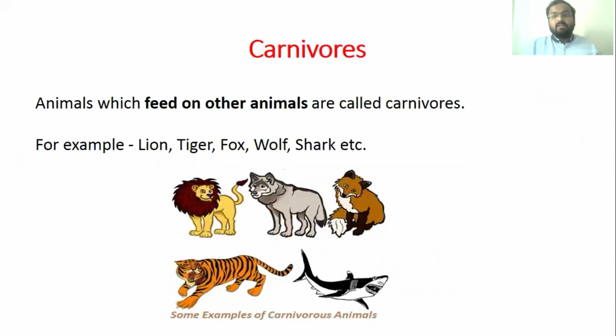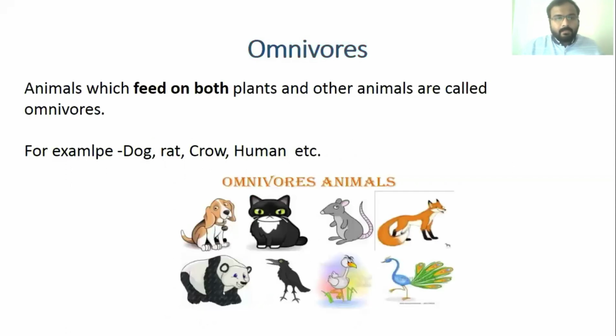Next comes carnivores. What are carnivores? Animals which feed on other animals are called carnivores. For example, lion, tiger, fox, wolf, shark, etc. These all are carnivores. These animals feed on other animals for their food.